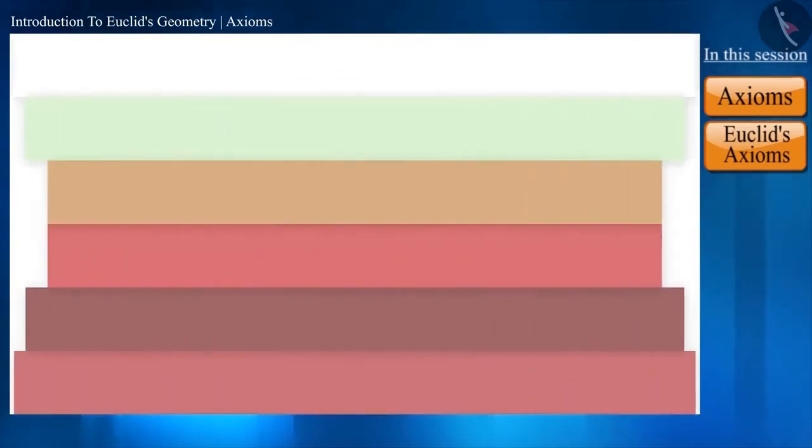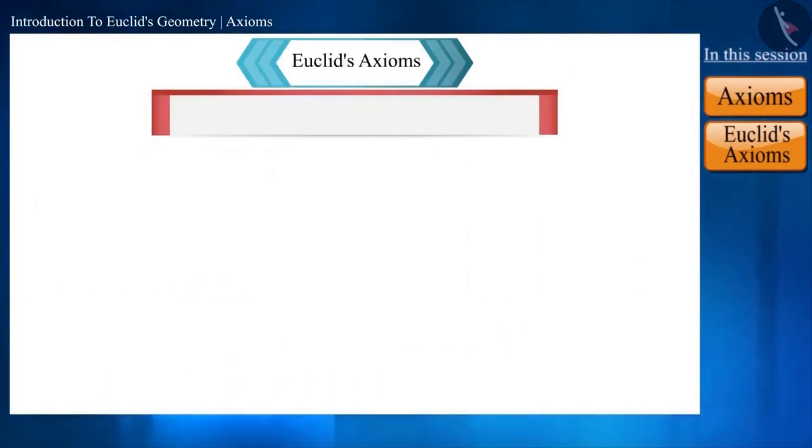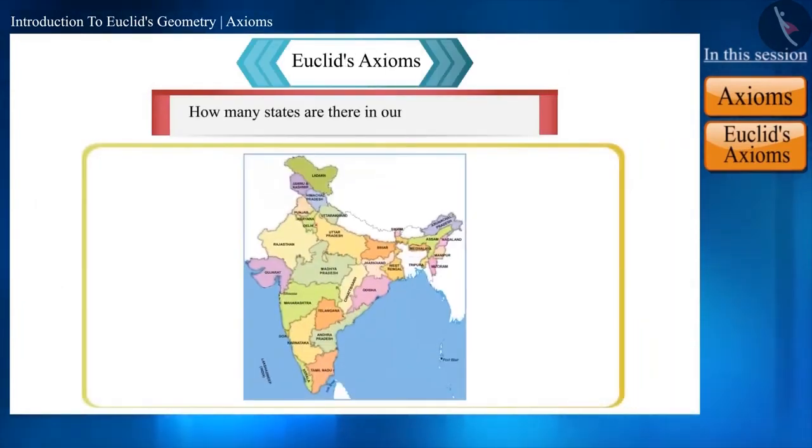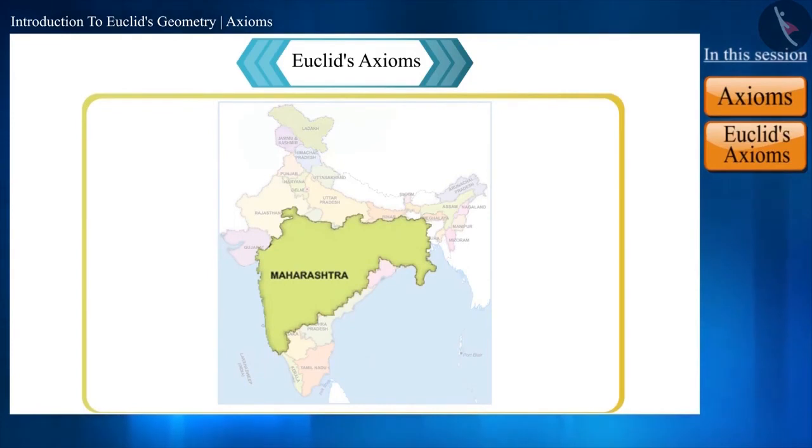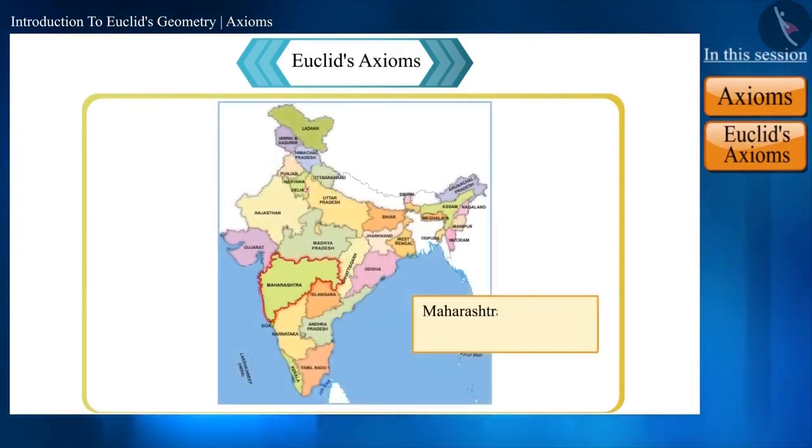Before coming to Euclid's fifth axiom, let's see a simple question. Tell us how many states there are in our country, India. Yes, there are a total of 28 states. That is, India is divided into 28 states. If we look at one of these states like Maharashtra, then it is certain that it will be smaller than India, because it is only a part of India.